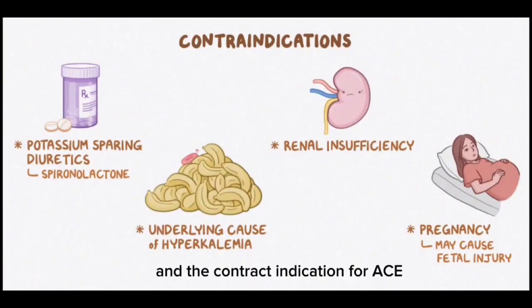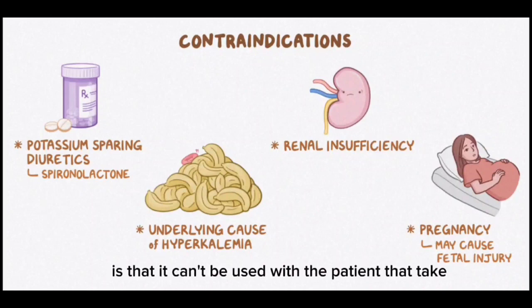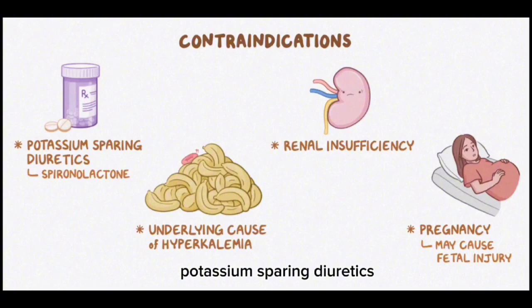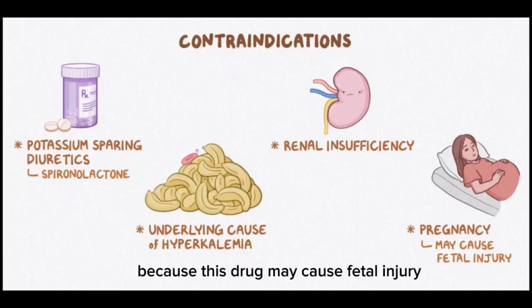The contraindication for ACE inhibitor is that it can't be used with patients that take potassium sparing diuretic like spironolactone, patients that have renal insufficiency, and patients that are pregnant, because this drug may cause fetal injury.